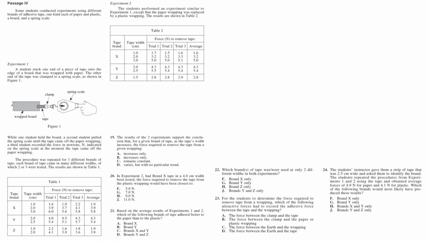So it looks like the students are testing the adhesiveness of tape to paper and plastic. In experiment 1, they put tape on paper, and then they test how much force it takes to remove the tape from the paper. Different brands at different widths. Looks like they do different trials and get an average. Experiment 2, they do it in plastic wrapping, and the same thing, different brands, different widths, and how much force it takes to remove the tape from the wrapping. Then go to the questions.